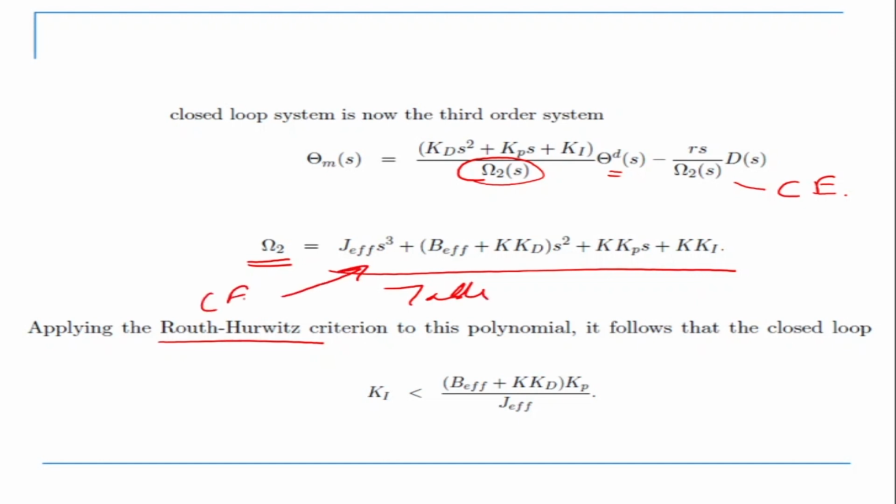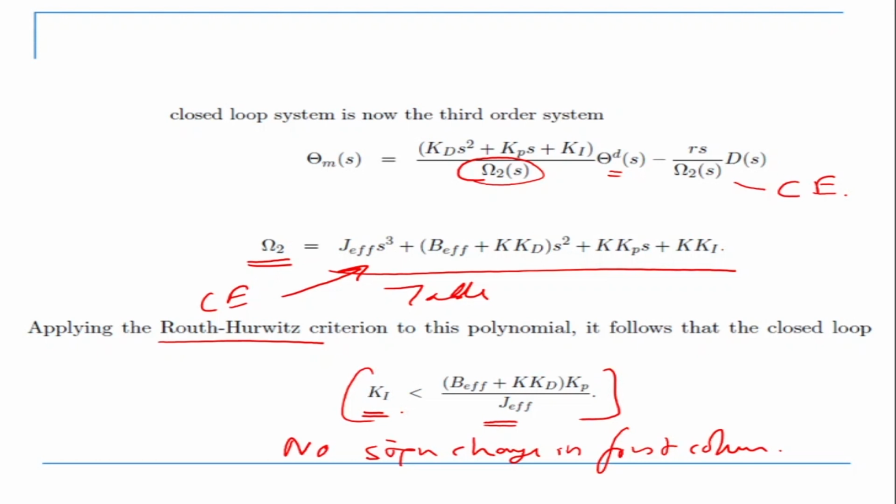Using this equation, we find whether there is a chance of a sign change in the first column. In the Routh-Hurwitz criteria, for no sign change in the first column, the condition that Ki must be less than (B effective plus K K_D) into Kp by J effective has to be satisfied. That means the integral gain has to be less than this, otherwise the system will become unstable.